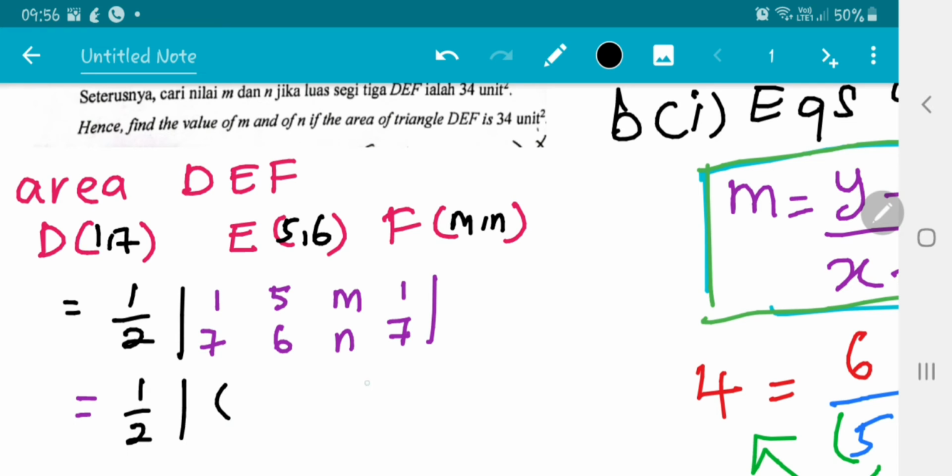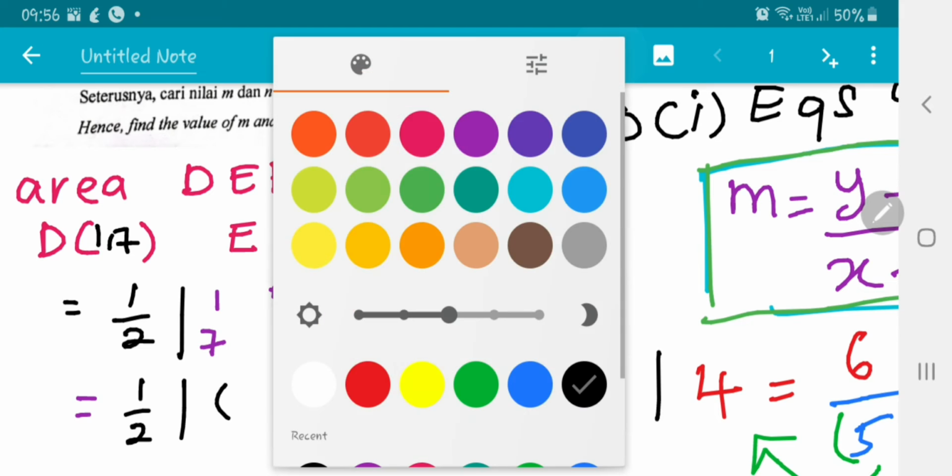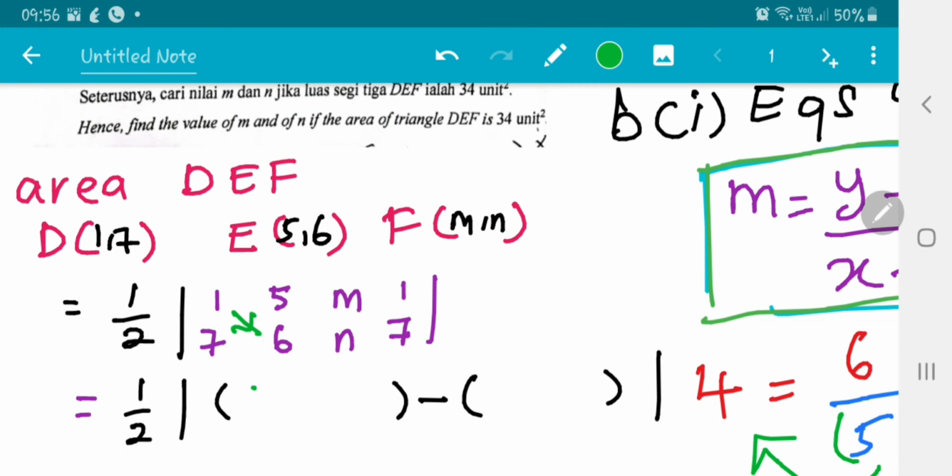Half. Okay, buka bracket, minus, jangan lupa ini memang formula. So 16 plus 5N plus M7 jadi 7M. Minus, 7 times 5, 35. 6 times M, 6M, plus N times 1 is N. Okay, you solve.